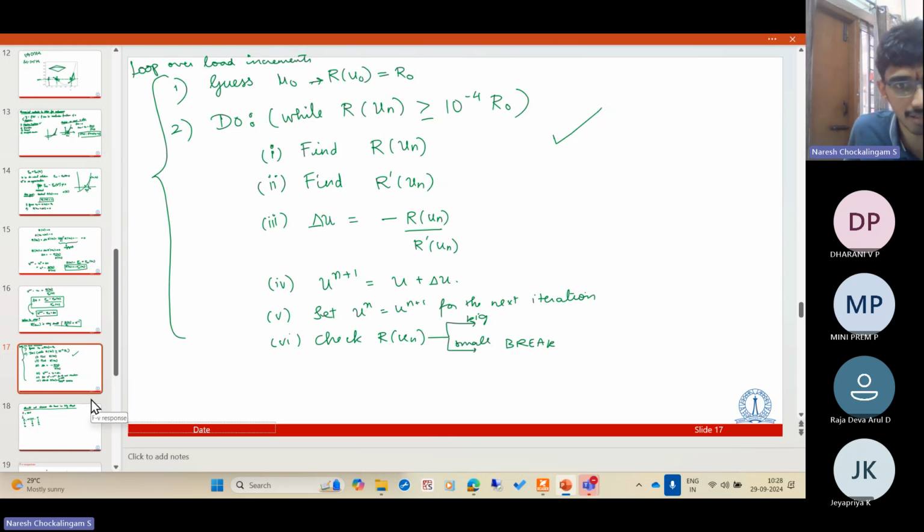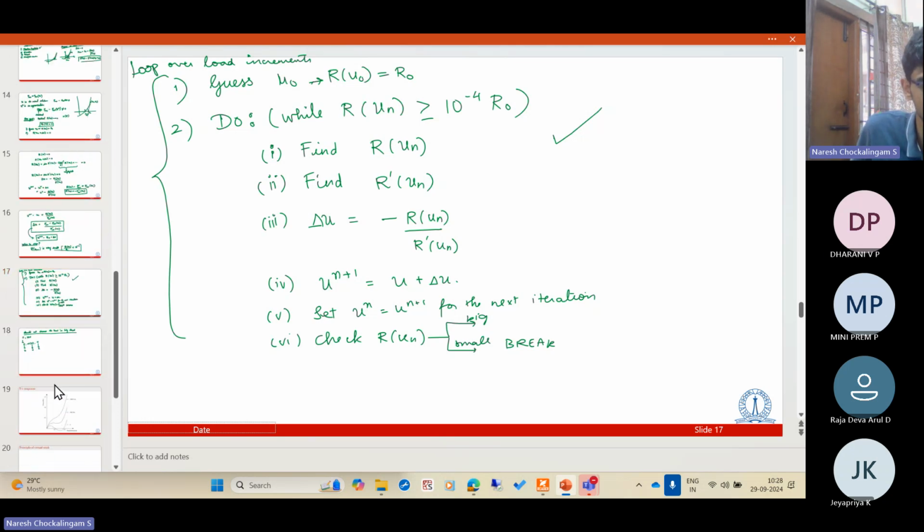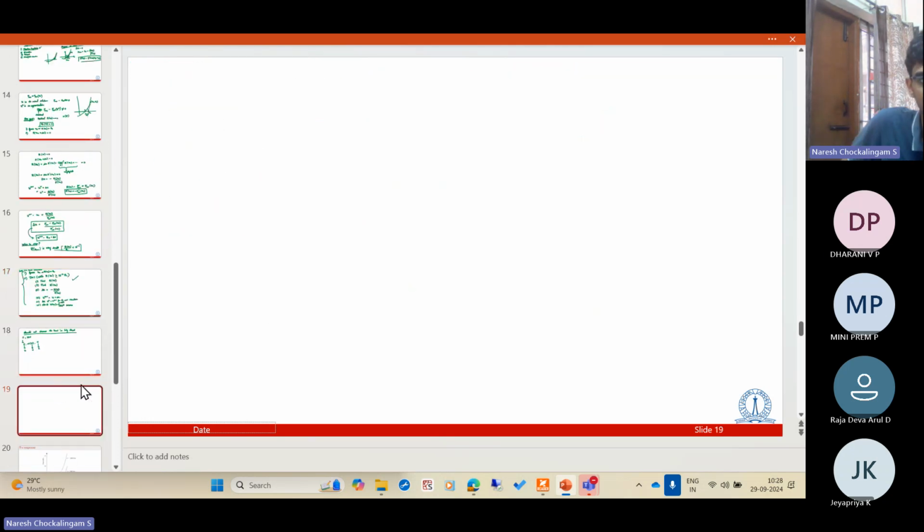So this is fine. The only thing we need to calculate here is R dash of un. So let me calculate that. If we calculate that, we are set.